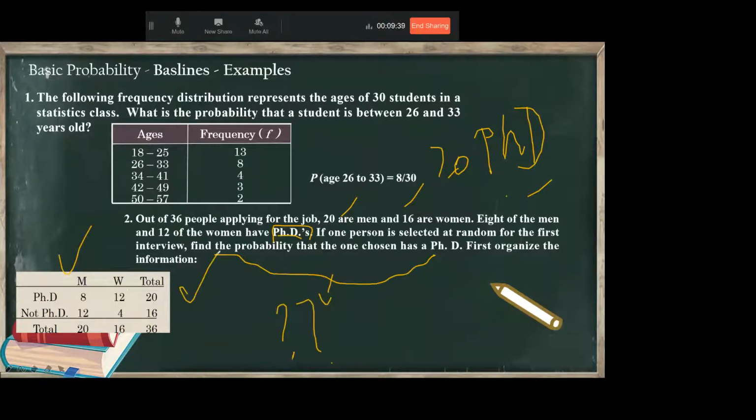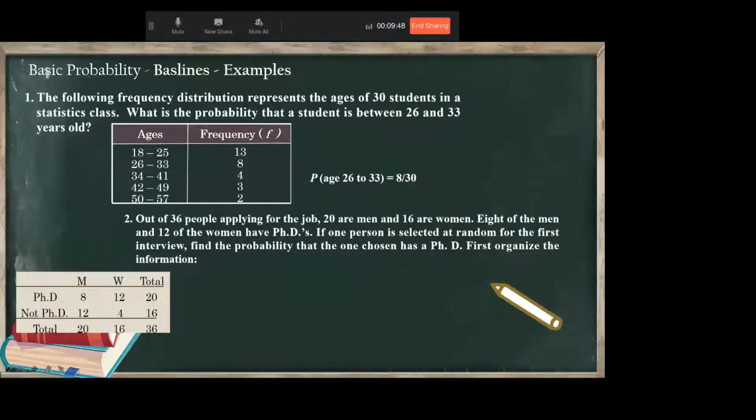What do you do? You just make a table first, right? And then look. This you need to calculate. So how many PhDs? 20. Non-PhDs? 16. Total? 36. So simple: 20 by 36. Solve it and you can find it.